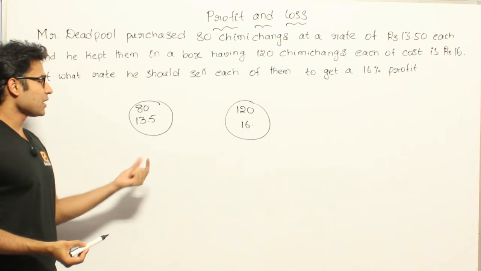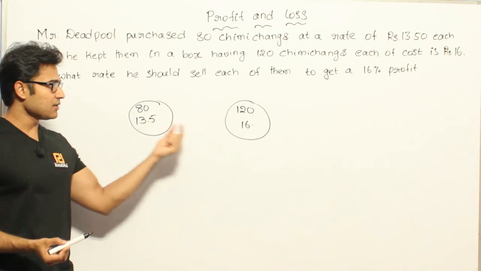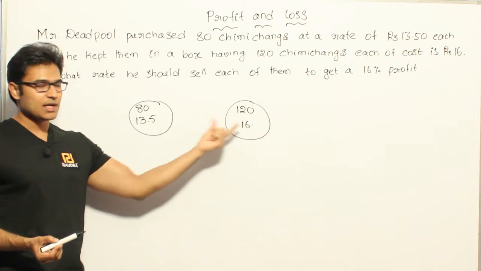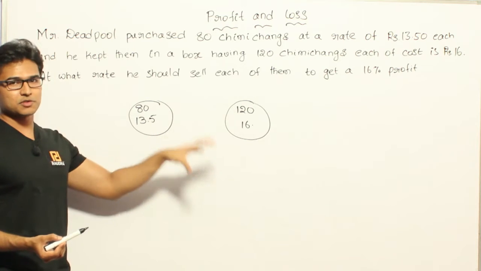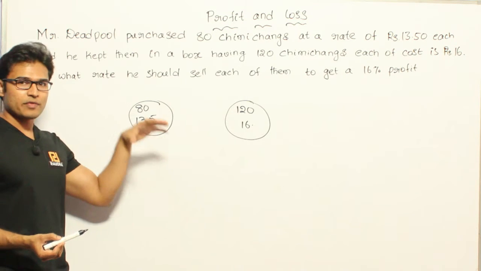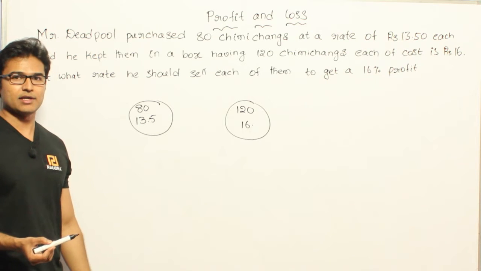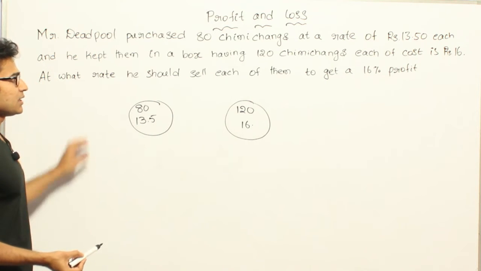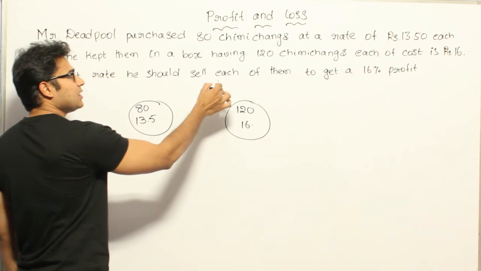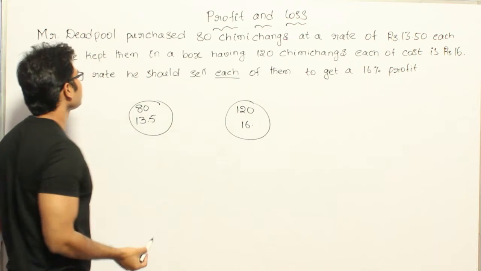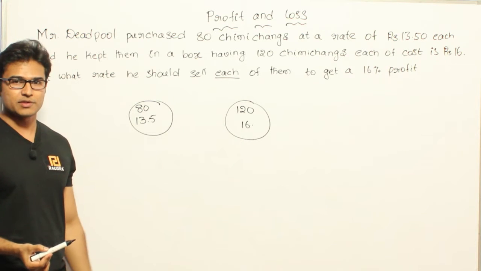So now what we should understand is this one is going to give you a certain cost price and this one is going to give you a certain cost price, and totally if I add them together you are going to get some net cost price. Okay, and on that net cost price you are supposed to get a profit of 16%, right? So let us find out what is the net cost price. And also, finally they are asking about the selling price of each, at what rate he should sell each of them to get 16% profit.